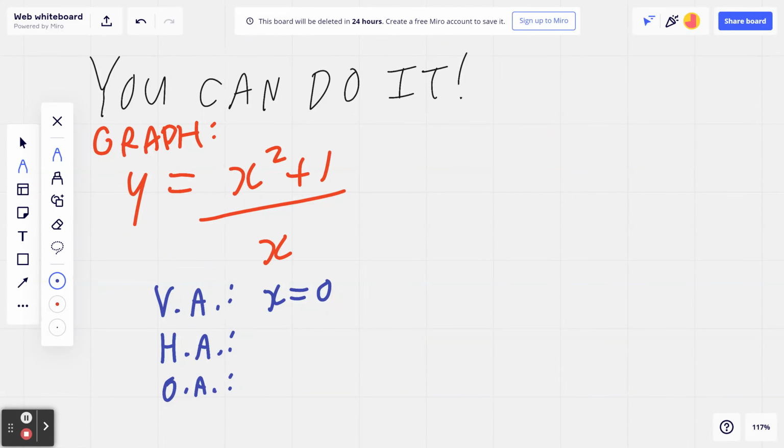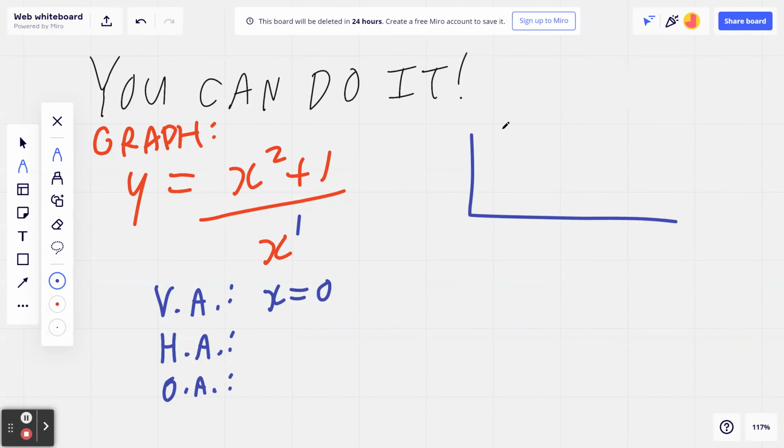Step 2, if you look at the degree of the numerator relative to the denominator, they're not the same. In fact, this is going to be 2, that's going to be 1. Anytime the degree in the numerator is 1 greater than the degree in the denominator, there's going to be an oblique asymptote. And to do this, you have to go back to dividing.